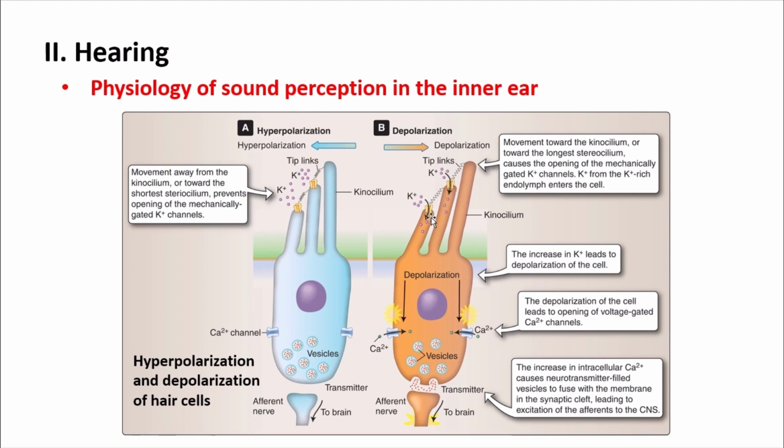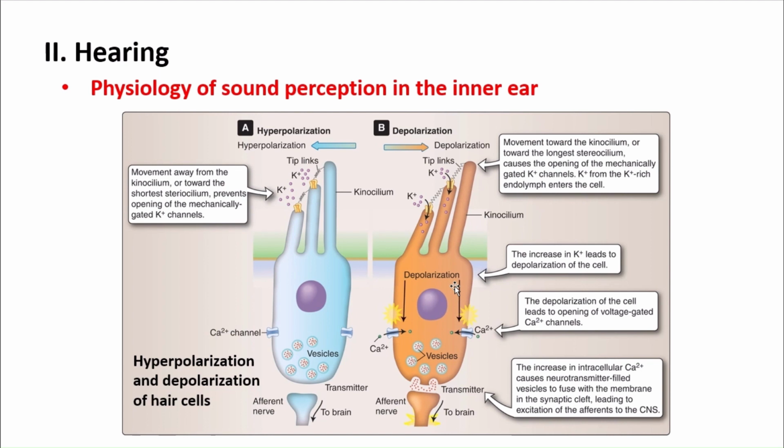But if these stereocilia move toward the kinocilium, then the tip link proteins are stretched out. When they are stretched out, because they are attached to the potassium channels, they open up the potassium channels, and inside the cochlear duct there's a lot of potassium. So these potassium ions enter the stereocilia and enter the hair cells. Potassium is positively charged, and that will cause depolarization.